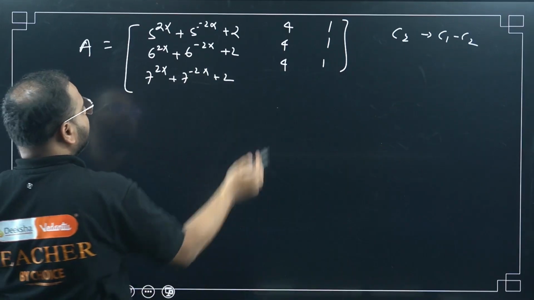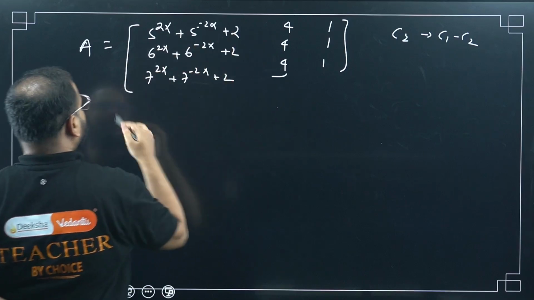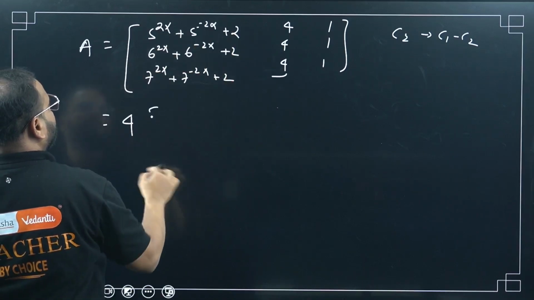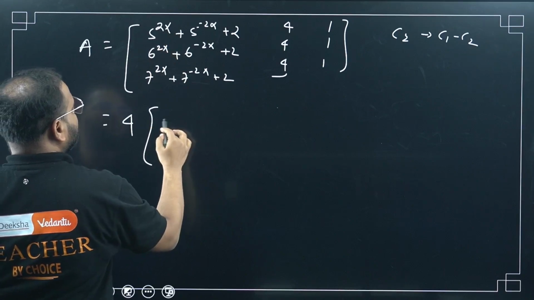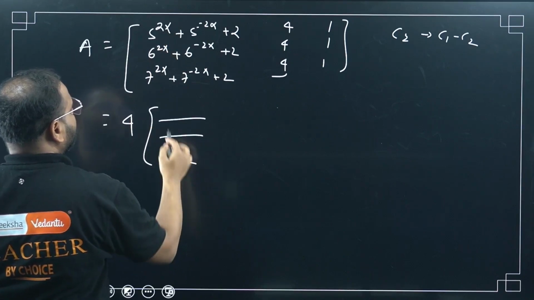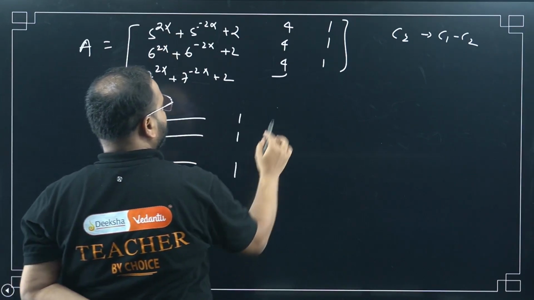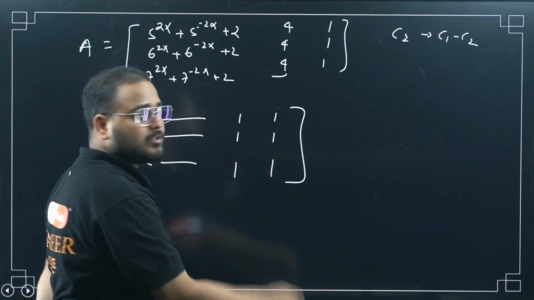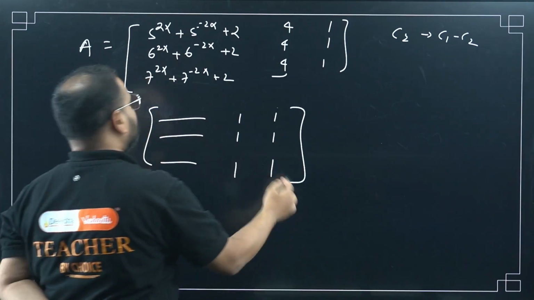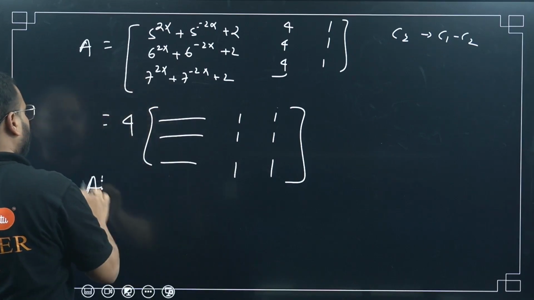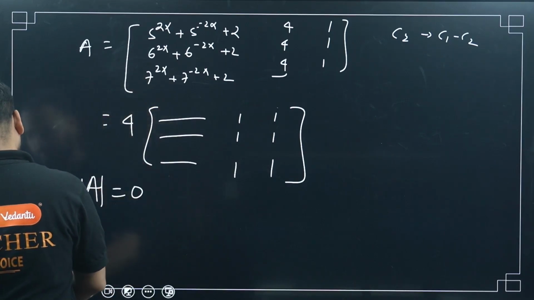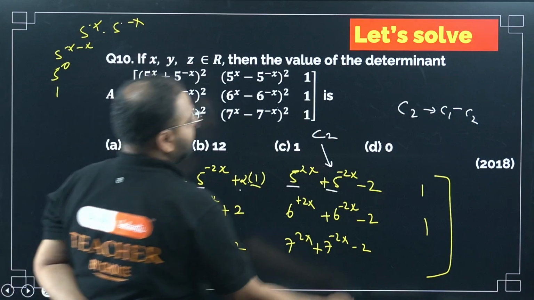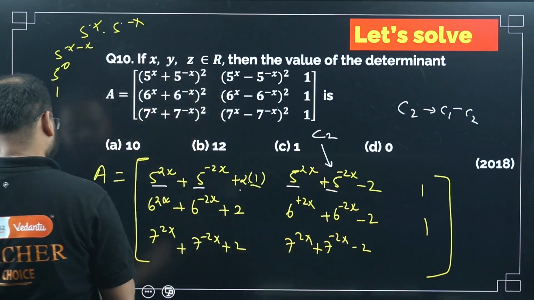Now check here. I can take 4 common from this part. When I do that, what am I going to get? 4 times, this whole thing remains the same, this and this, and this will be 1, 1, 1, 1, 1, 1. We know that whenever columns or rows are proportional or equal, the determinant will be equal to 0. Equal to 0. Option number D.